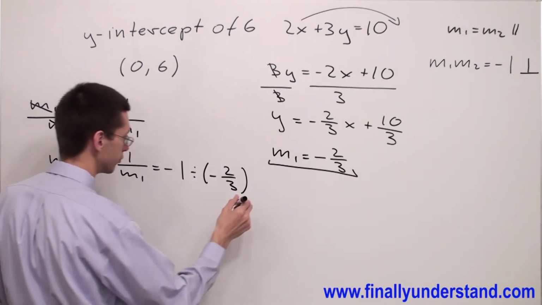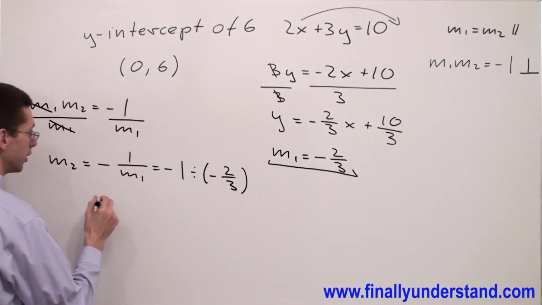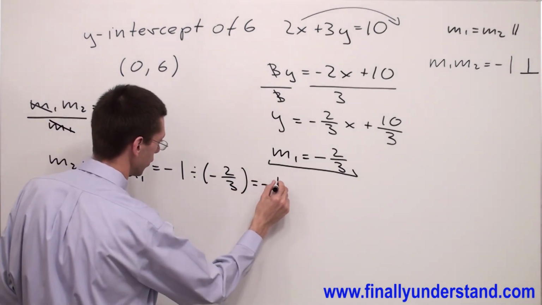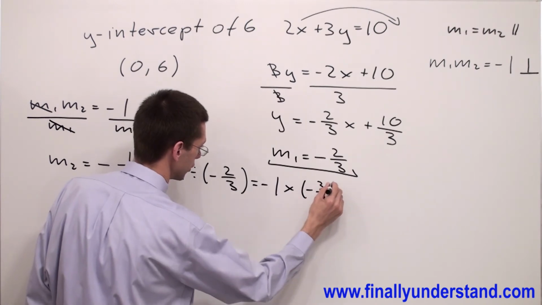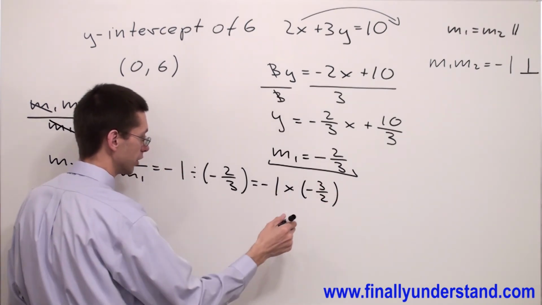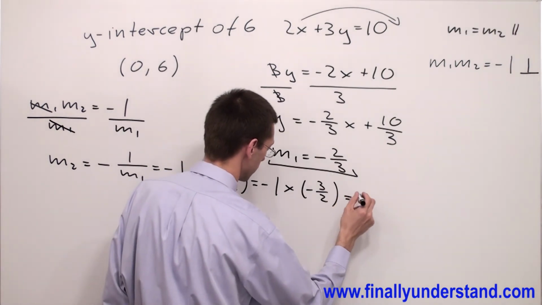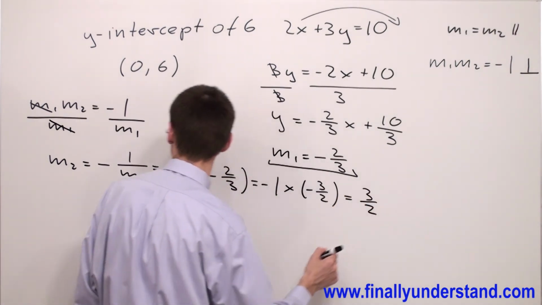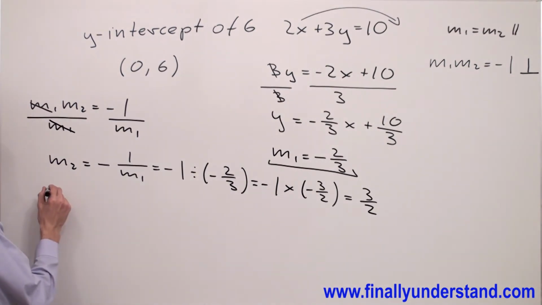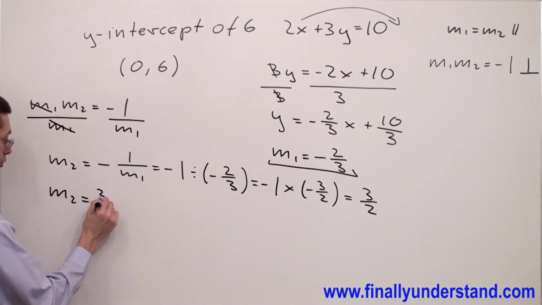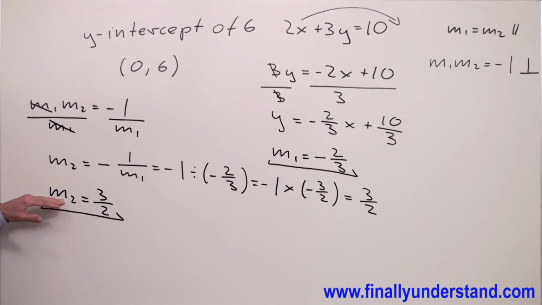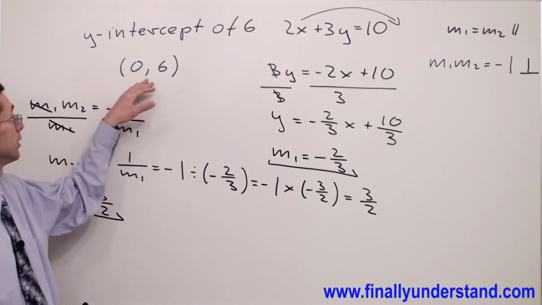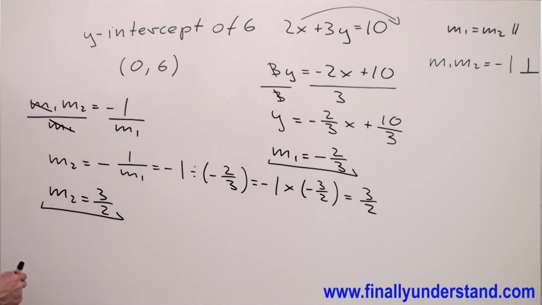Because I have a fraction, I have to change division to multiplication, and I'm going to have negative 1 times negative 3 over 2. Negative times negative will give me positive, and I'm going to have 3 over 2 as my m2. So m2 is equal to 3 over 2. Next, I'm supposed to find the equation of the line with this slope and this point. I'm supposed to use point-slope form.